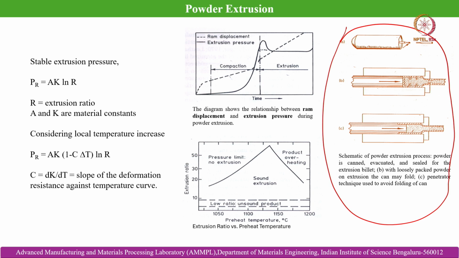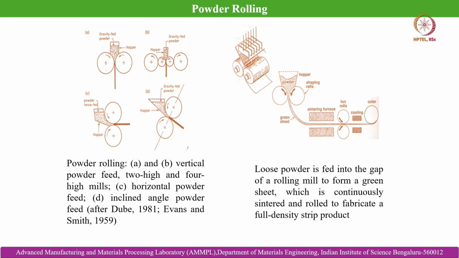So, in that case there is no chance of folding or bulging, and there we can get the desired preform directly from the powder aggregate with the desired dimensional attributes. So, then moving into powder rolling. This is a typical schematic showing the case of vertical rolling, horizontal powder rolling, and even angled powder rolling, with a 2 high roller and with a 4 high roller.